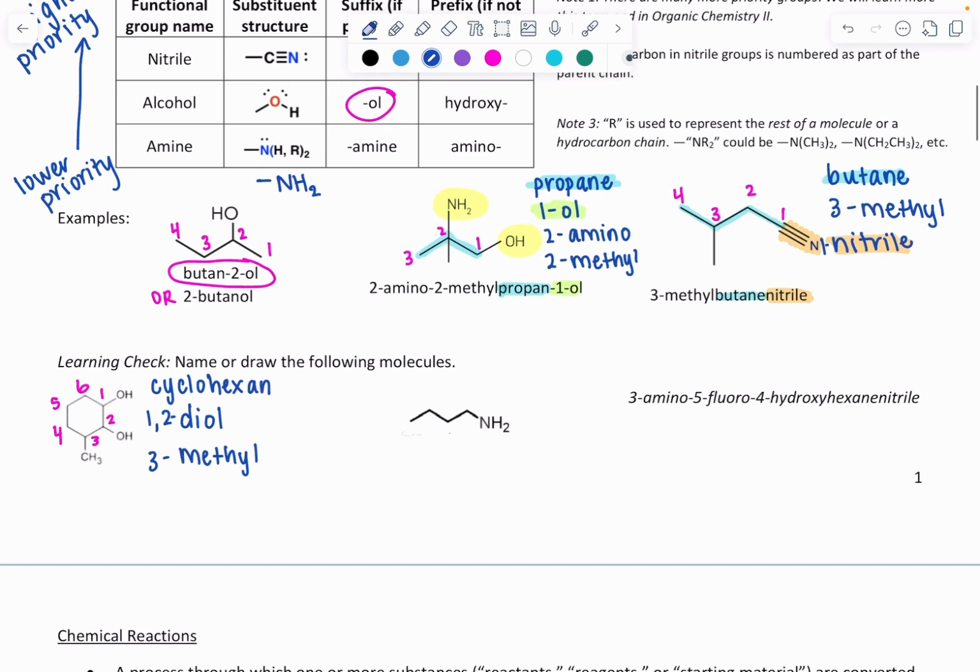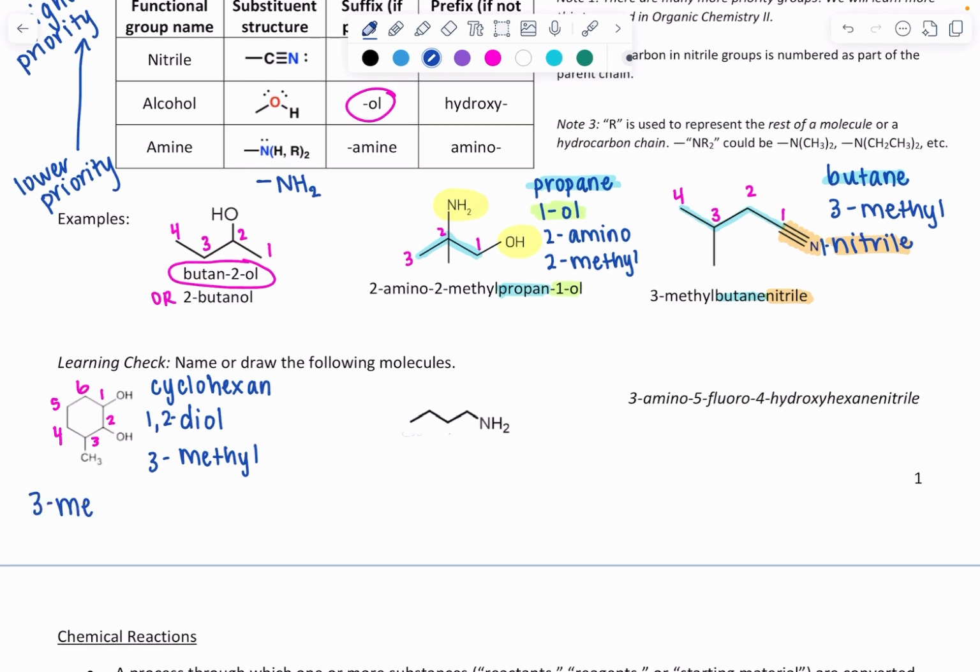So putting this name together, the only prefix is the methyl. So 3 methyl. The diol will be the very end of the name, so we go right to cyclohexane. And then we have 1, 2, diol.